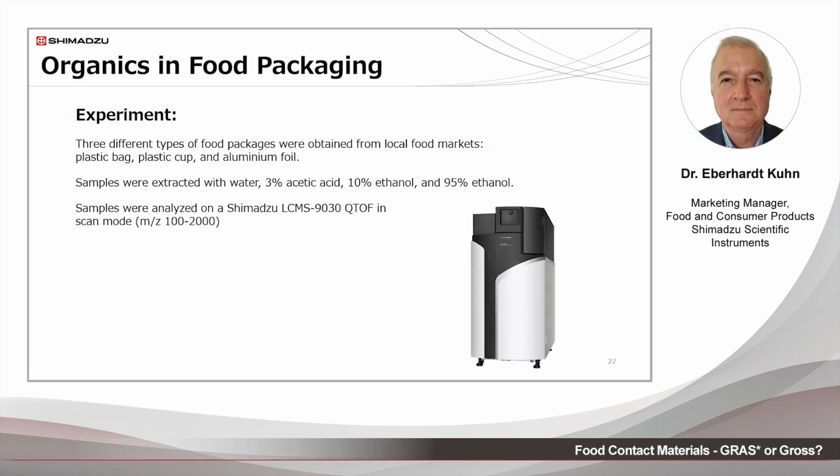In our next experiment, we were looking at extractable organics from food packaging. Again, we went to the local market and bought 3 types of food packaging: a plastic bag, a plastic cup, and some aluminum foil. The samples again were extracted with water and some other food simulants, but in this case they were analyzed on a Shimadzu LCMS 9030 QTOF, scanning from 100 to 2000 m/z.